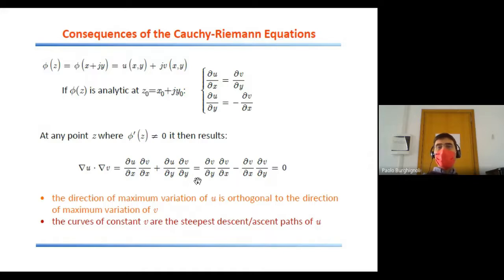Then you make use here in the next step of the Cauchy-Riemann equations to discover that this dot product is equal to 0. This means that the direction of maximum variation of u is orthogonal to the direction of maximum variation of v, by recalling that the gradient gives us the direction of maximum variation of any function. So the curves where v is constant, for instance, are steepest descent or ascent paths for the real part u. Okay.